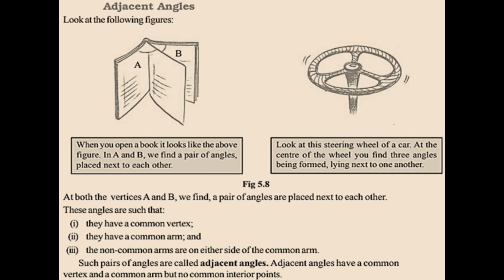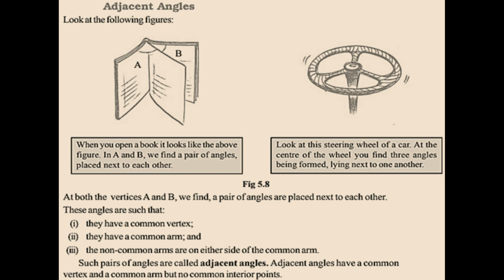Look at the next figure. Look at this steering wheel of a car. At the center of the wheel, you find three angles being formed, lying next to one another. The three angles are very close to each other, so they are called adjacent angles to one another. At both vertices A and B, we find a pair of angles placed next to each other. These angles are such that they have a common vertex and a common arm, and the non-common arms are on either side of the common arm.